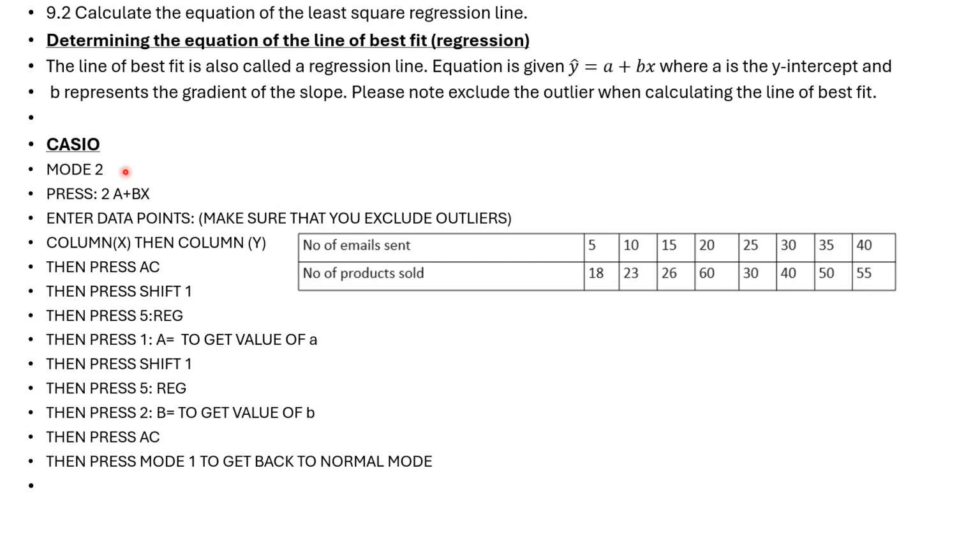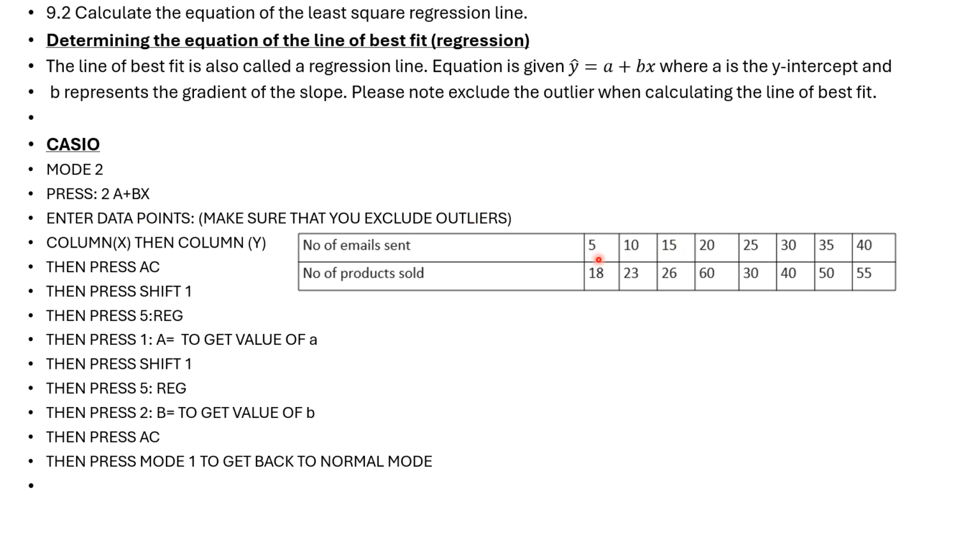Right, so if you have a Casio calculator, you're going to press the mode button. Then you're going to press 2 for stat. Then you're going to press 2 again and choose a plus bx. Then we enter the data points.